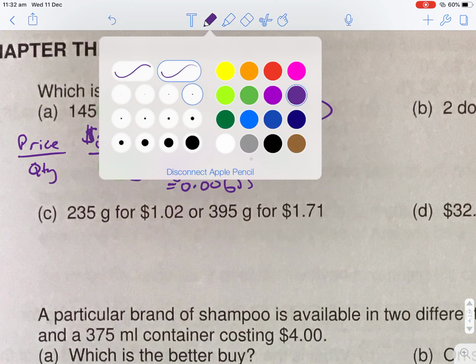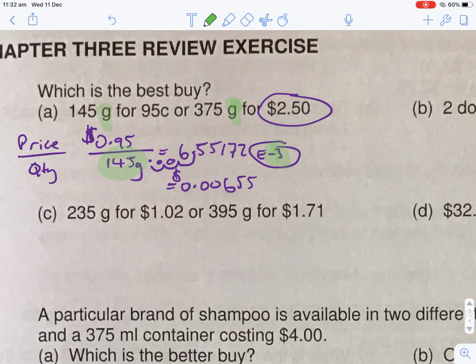So I'll change my colour here. I could have done that from the outset and made that hundreds of grams. So dividing that initial number by would be 1.45 hundreds of grams. Or I can get this answer that I have got, which is my price per gram, and then times that by 100, which of course is then going to move my decimal 2 places this way to give me 0.6. So 6 cents per 100 grams.